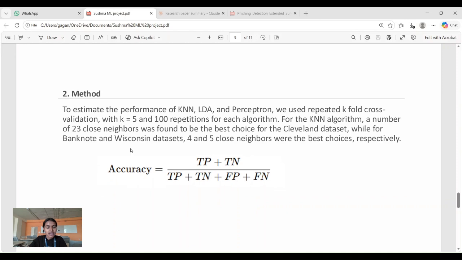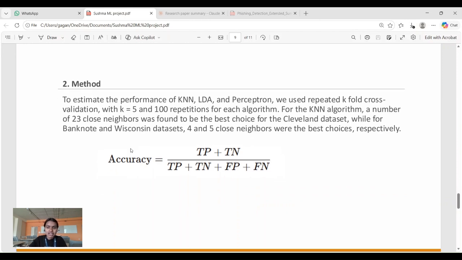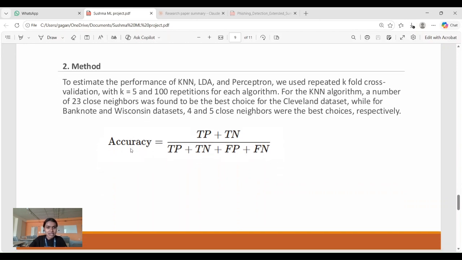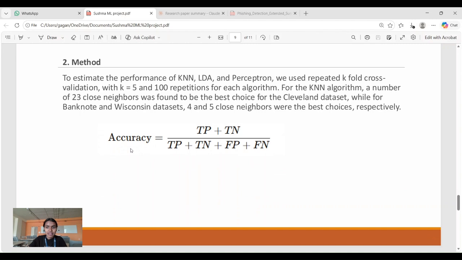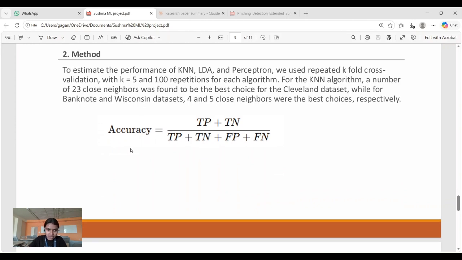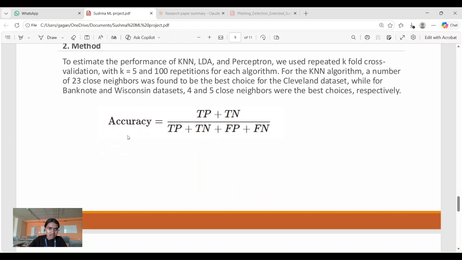To estimate the performance of KNN and LDA, we used repeated k-fold cross validation with k equal to 5 and 100 repetitions for each algorithm. For the KNN algorithm, 23 closest neighbors was found to be the best choice for one case, and 4 and 5 closest neighbors were the best choice for the others respectively. For example, accuracy is given by the formula shown here.